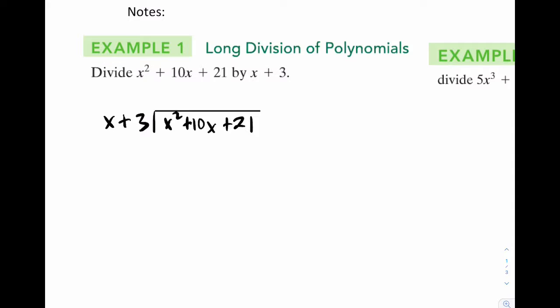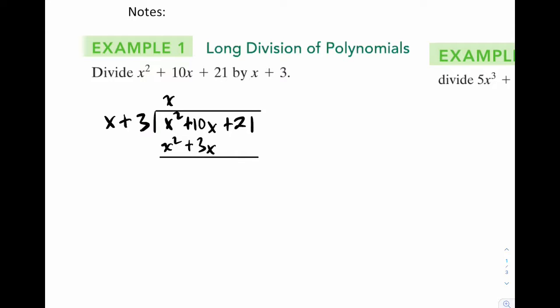Now for long division, it's just like what you do with regular numbers. Think about this first slot. You're thinking something times this expression should create this x squared. So you're going to write x. We're going to multiply x to x plus 3. That is going to be x squared plus 3x.